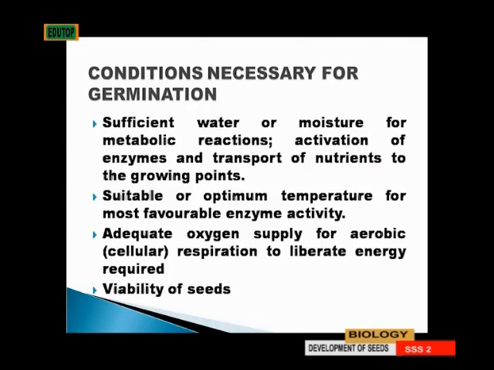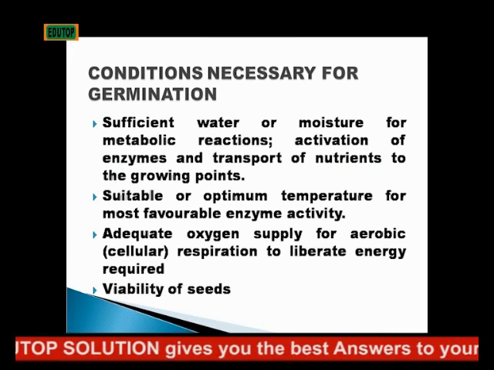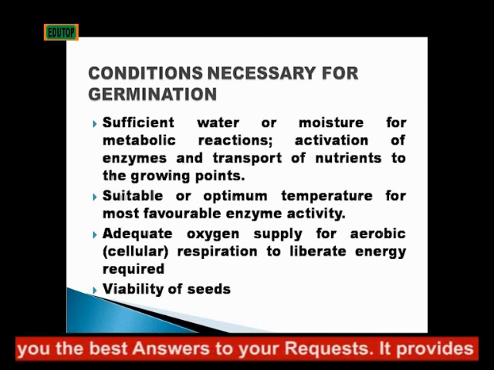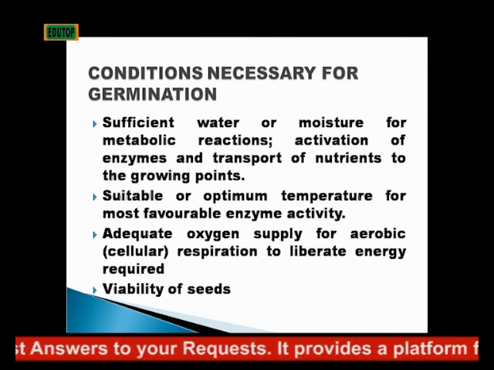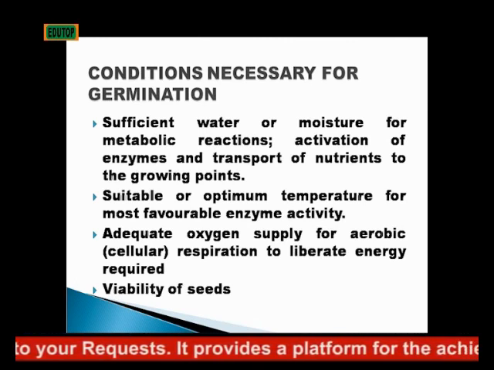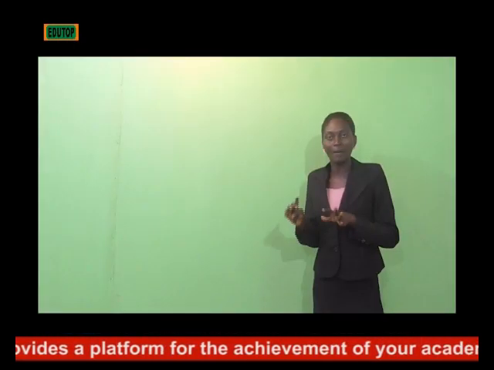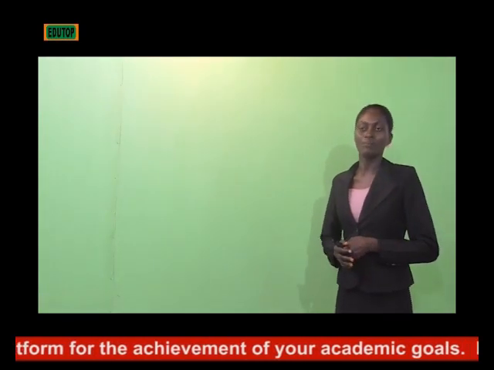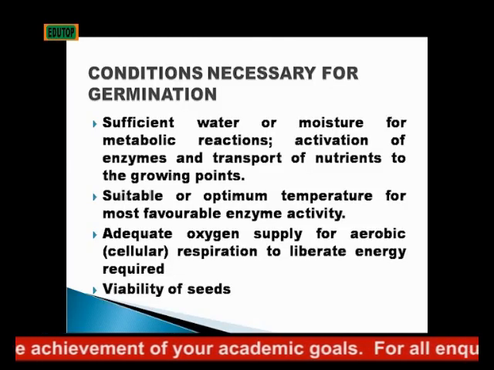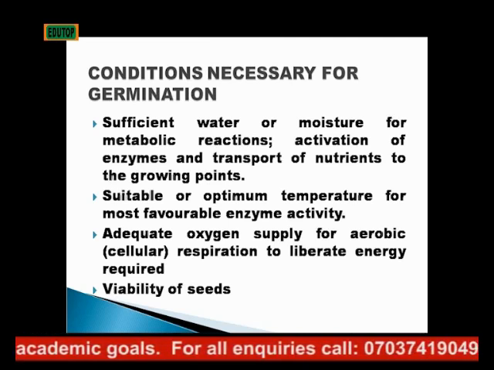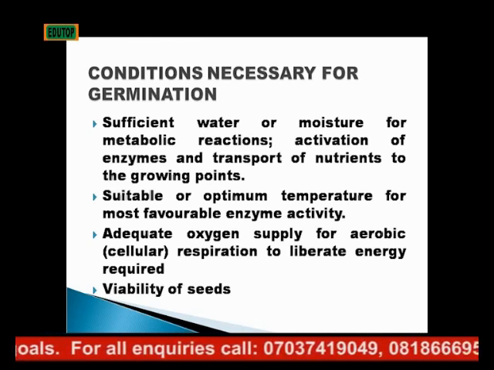Conditions that are necessary for germination. First is sufficient water or moisture, and this is for metabolic reactions, activation of enzymes, and transport of nutrients to the growing point. Another factor is that the temperature should be optimum and suitable for favorable enzymatic activity. So the temperature should not be too high or too low for that kind of plant to germinate properly. Then another condition is an adequate supply of oxygen for aerobic or cellular respiration to liberate the energy that is required.